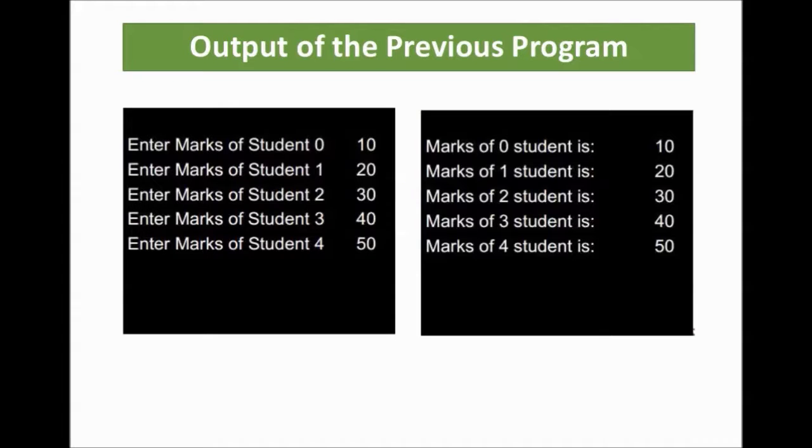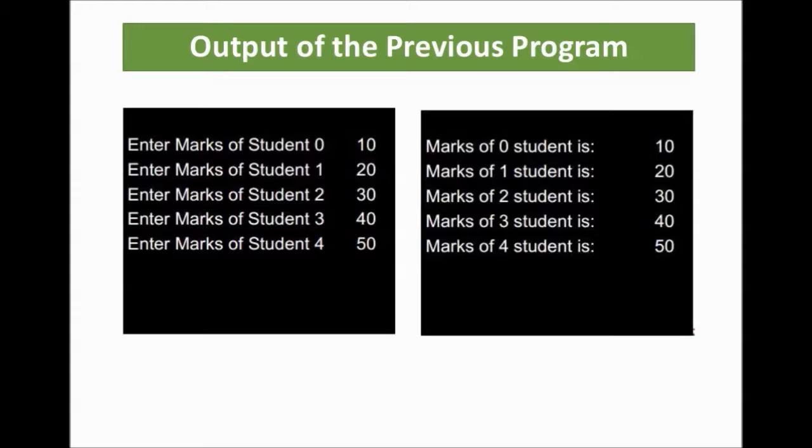Output of our program: enter marks of student 0. When we enter the marks, we see the output on the left hand side. Enter marks of student 0, we enter 10; enter marks of student 1, we enter 20; enter marks of student 2, we enter 30; enter marks of student 3, we enter 40; enter marks of student 4, we enter 50. Here 0, 1, 2, 3, 4 are the index values of the array.